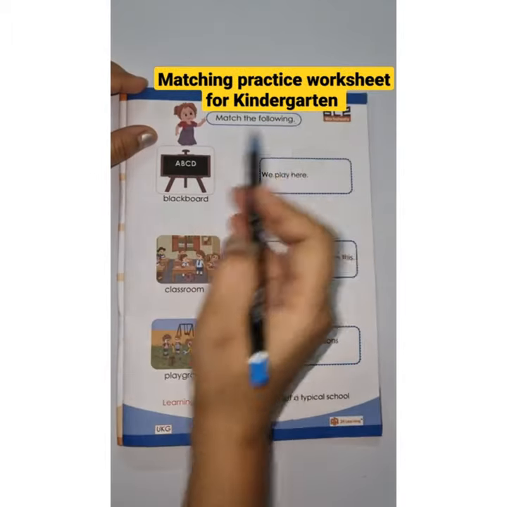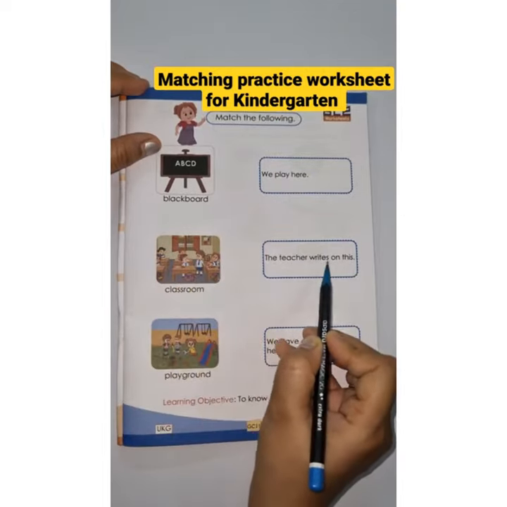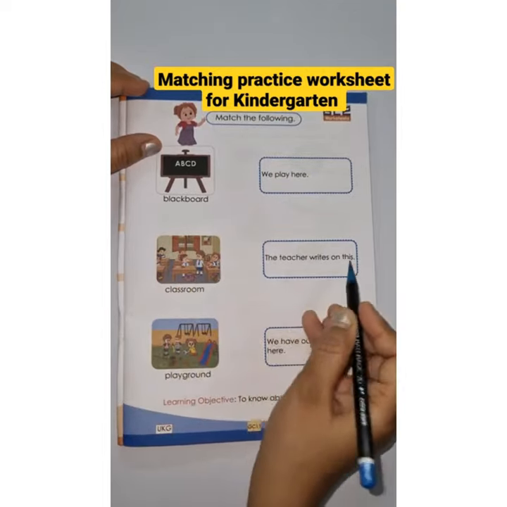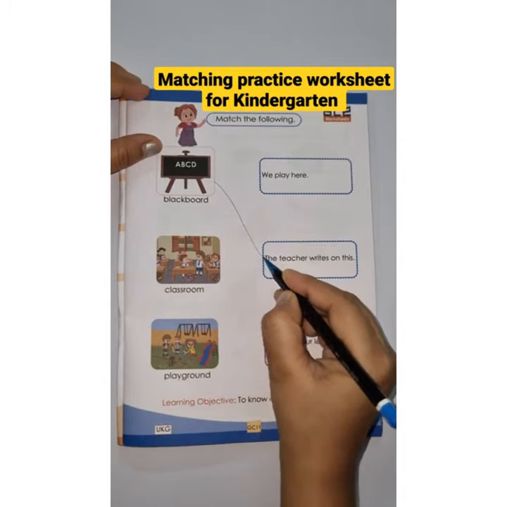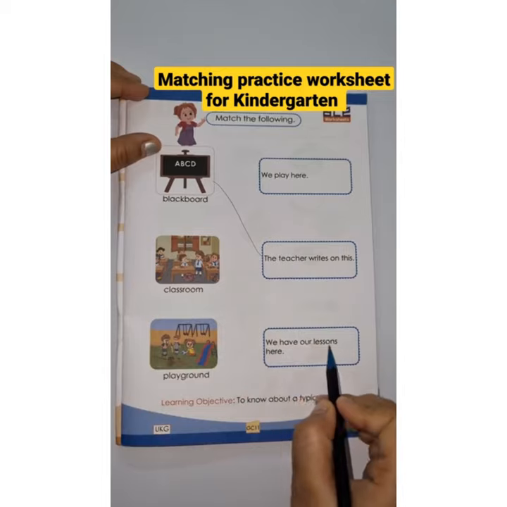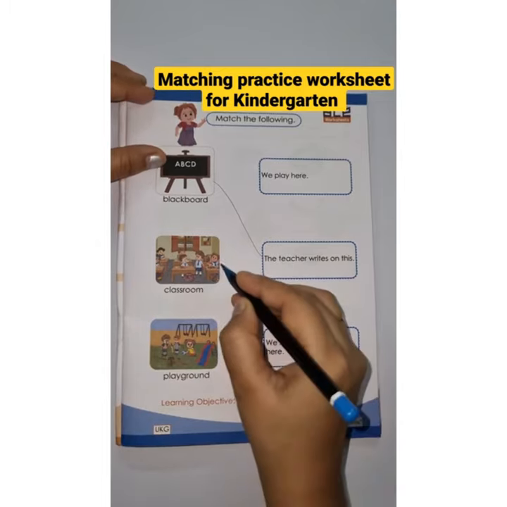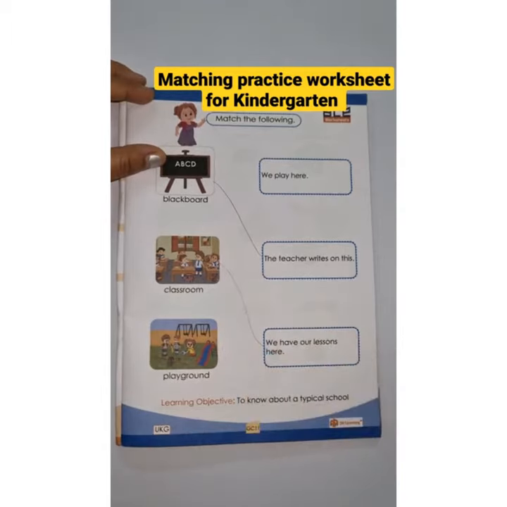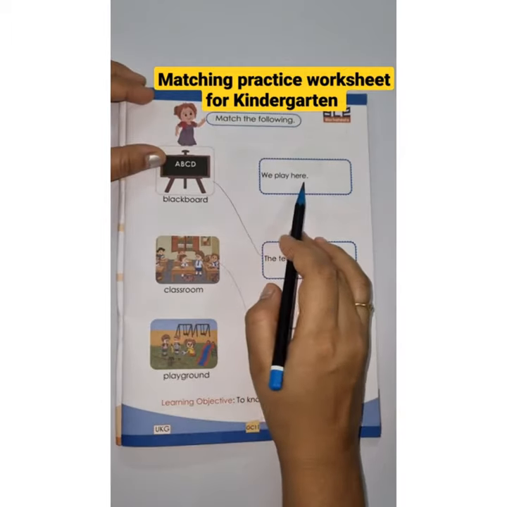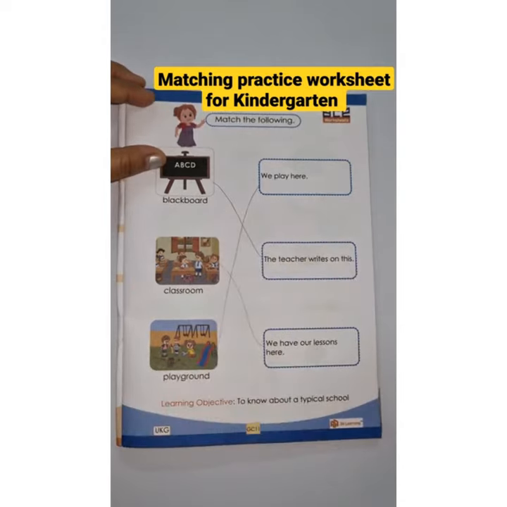Match the following. Blackboard. The teacher writes on this. The teacher writes on the blackboard. Classroom. We have our lessons here. We have our lessons in the classroom. We play here. We play in the playground.